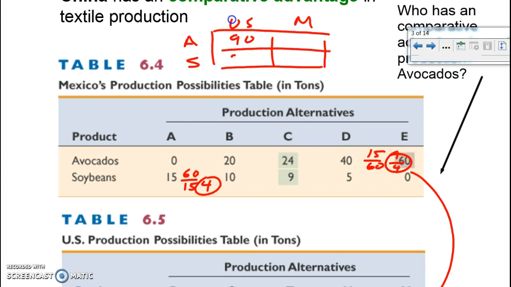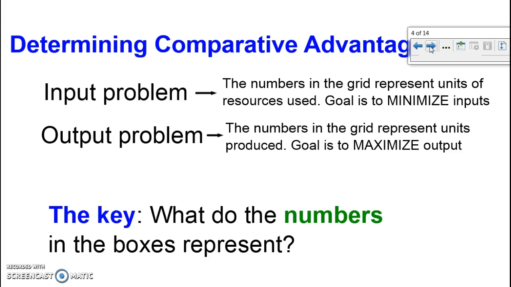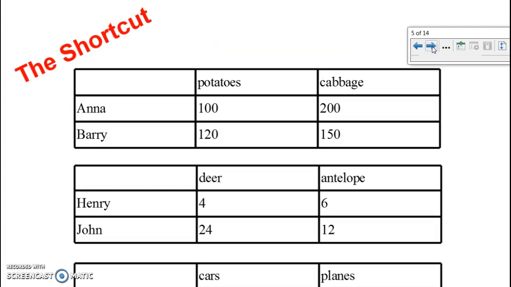90 avocados, 30 soybeans, Mexico 60, right, and 15, and we're going to calculate the opportunity cost using those extreme case numbers. So if you look at these problems, for example, Anna and Barry, potatoes and cabbage, if you're given a grid like this, you have to understand what do those numbers mean.